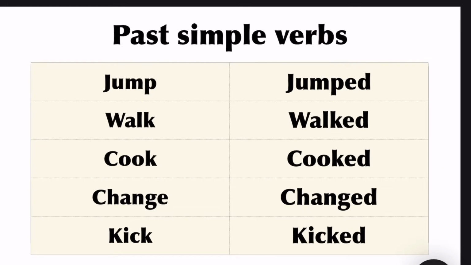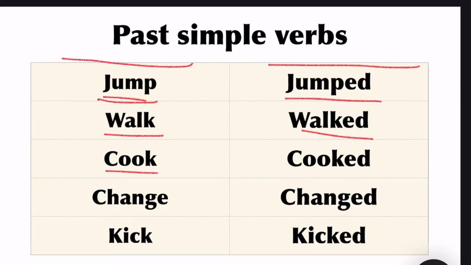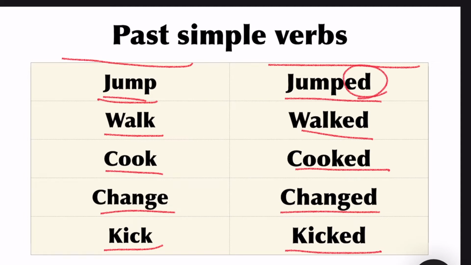Here are some simple verbs with their past tense. This column is the present tense verb and this is the past tense. See, jump. Jump is in present tense. The past tense for jump is jumped. Walk, walked. Cook, cooked. Change, changed. Kick, kicked. These are all regular verbs. You just need to add an ed to the present form of the verb.